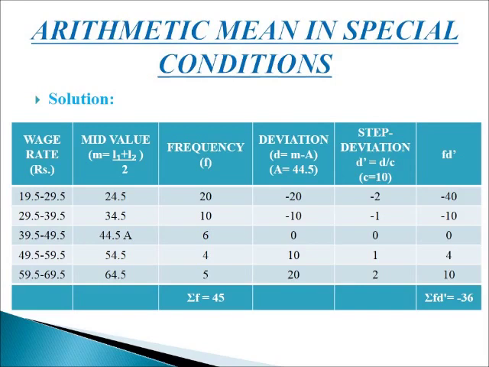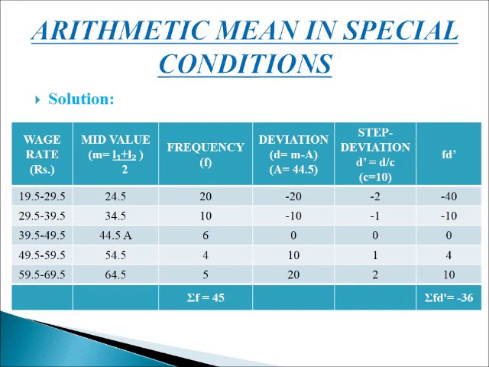In the third column, we will write frequency, which is already given in the question. In the fourth column, we will write deviation, which we will get by deducting assumed mean from mid values. In this particular illustration, we have taken assumed mean equal to 44.5. So we will deduct assumed mean from mid values and we will get minus 20, minus 10, 0, and so on.